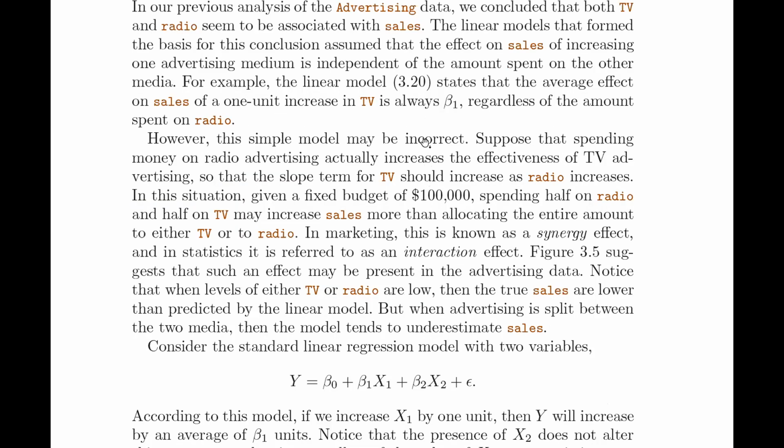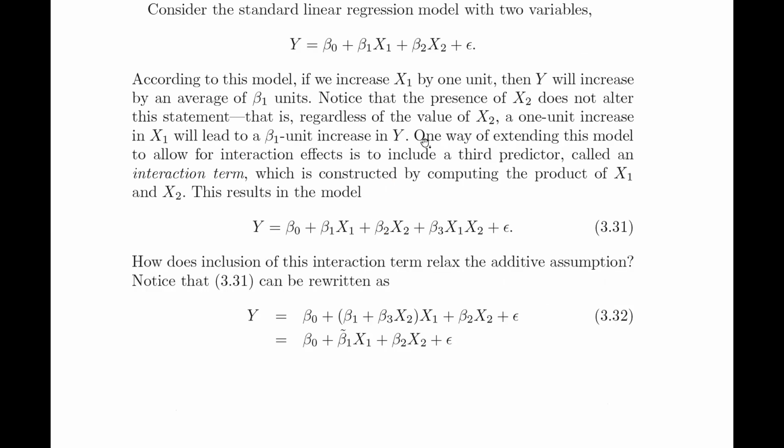Consider the standard linear regression model with 2 variables. According to this model, if we increase x1 by 1 unit, then y will increase by an average of beta 1 units. Notice that the presence of x2 does not alter this statement. That is, regardless of the value of x2, a 1 unit increase in x1 will lead to a beta 1 unit increase in y.